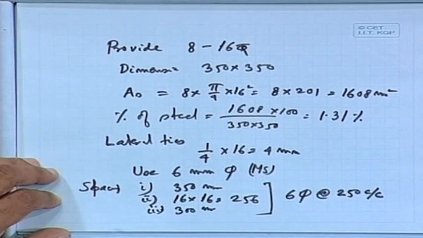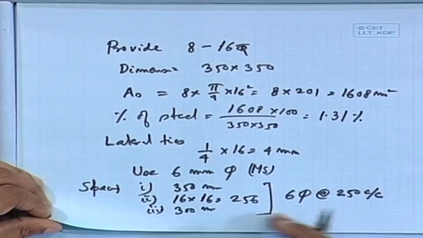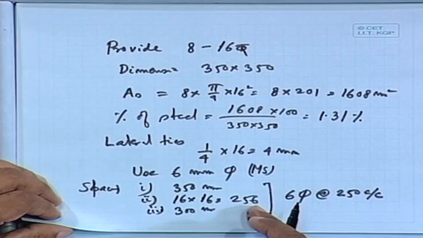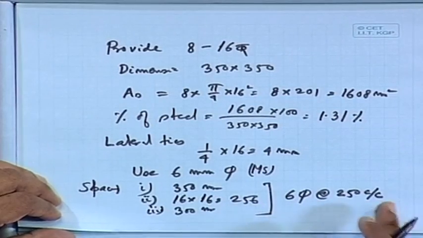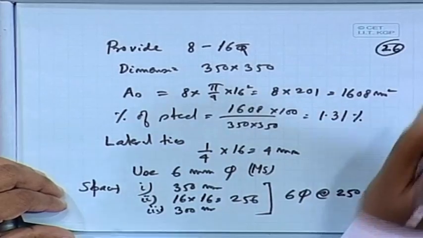So, we cannot go below 256, sir. We cannot go? No, we can go. We are giving 250. So, it should not be more than 256. So, here it is coming say your 250. So, this is the one we can do. So, finally we can do it.